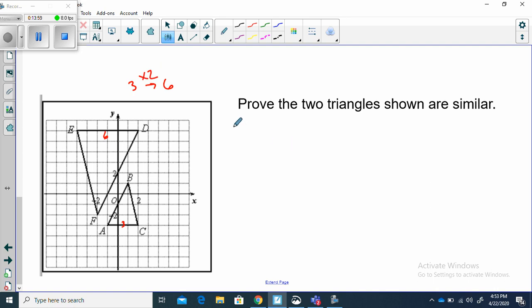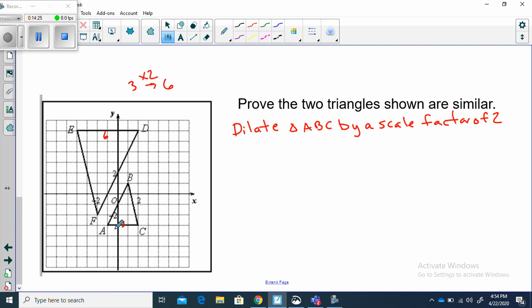So we're going to use a dilation. Whenever you're proving two figures are similar, you start out by dilating one. So let's dilate, and let's tell what we're going to dilate. We're going to dilate triangle ABC by what scale factor? By a scale factor of 2. How do I know it's 2 and not 1/2?